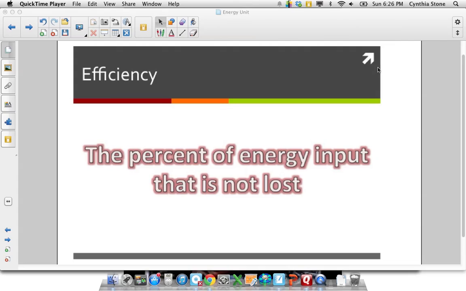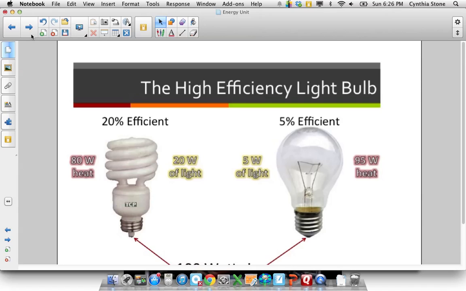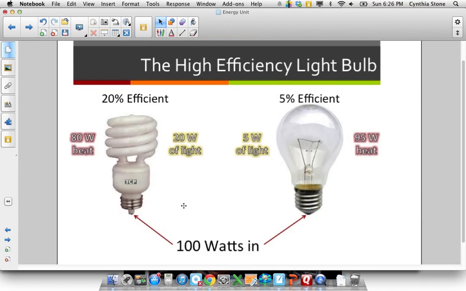And so I'll just show you some examples. If you look at a light bulb here, say you put 100 watts into both of these light bulbs. This is what we call the high efficiency light bulb. Well, with a high efficiency light bulb, you put 100 watts in, you only get 20 watts of light out of that. 80 watts of the power that goes in is still lost to heat. You know how they're cooler? They're a lot cooler than these, where 95 watts is lost to heat. So light bulbs are extremely inefficient processes, even the high efficiency ones.